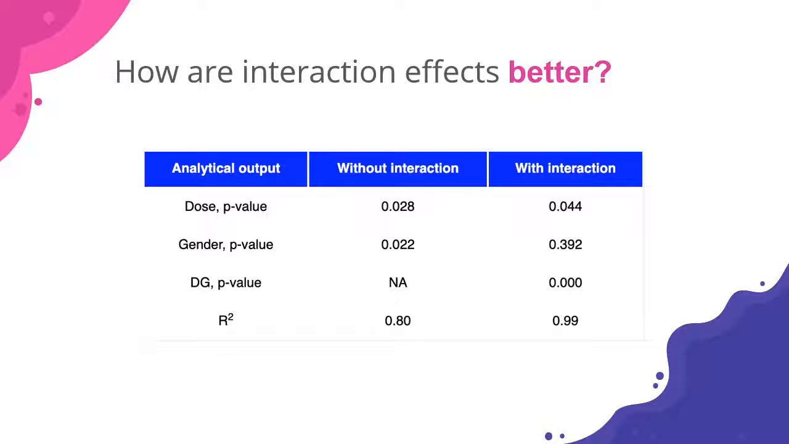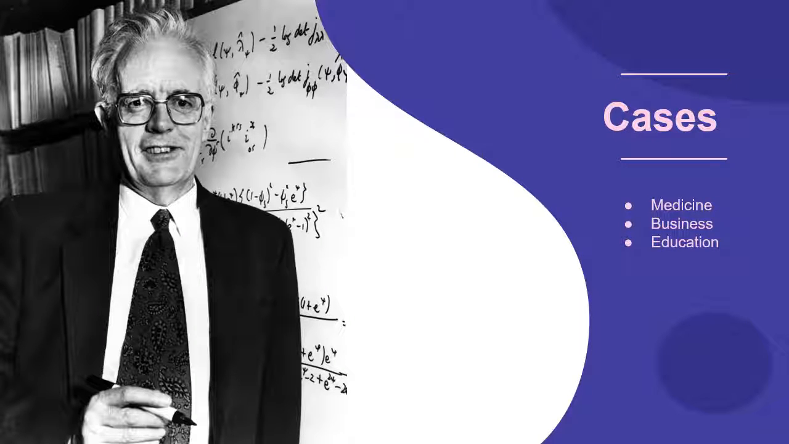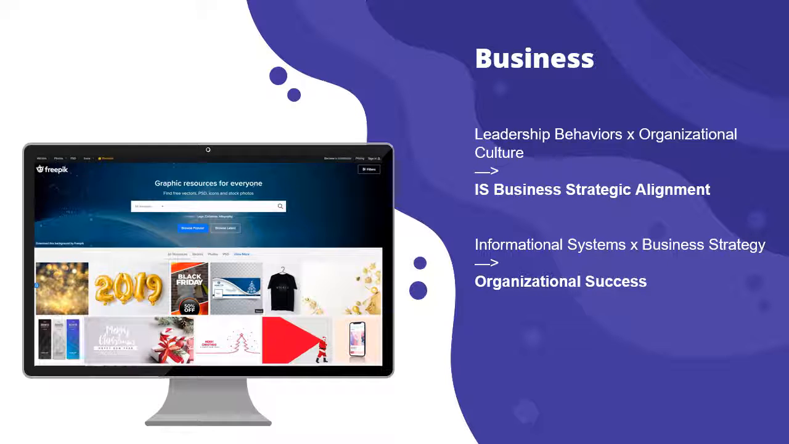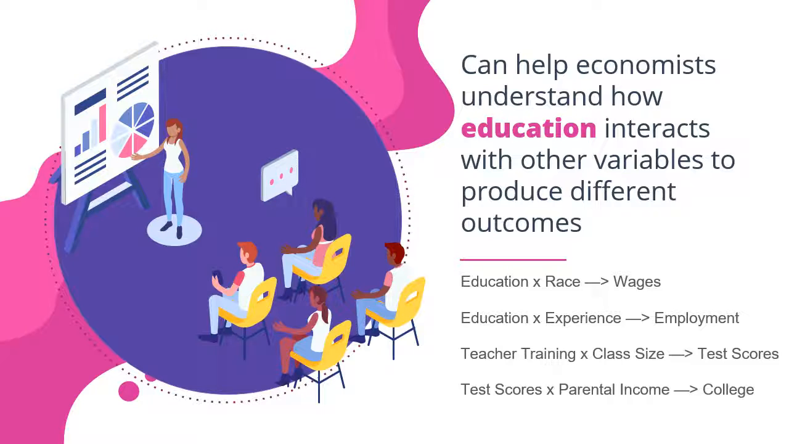One important measure for regression is R-squared, which is the proportion of the variation in the dependent variable that is explained by the variation in the independent variables. In the model with the interaction term, the R-squared is much larger. Therefore, we conclude for this problem that the interaction term contributes in a meaningful way. Interaction terms can help researchers in a variety of sectors: medicine, business, and education.